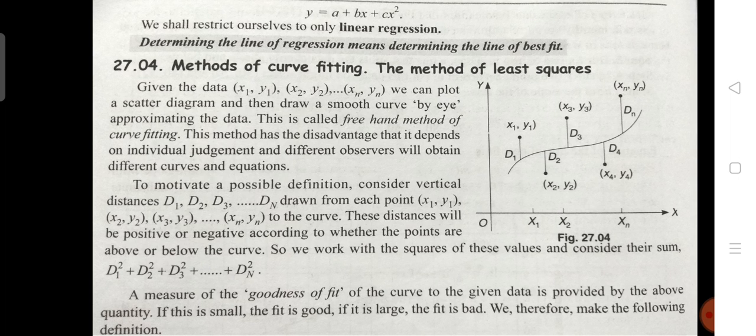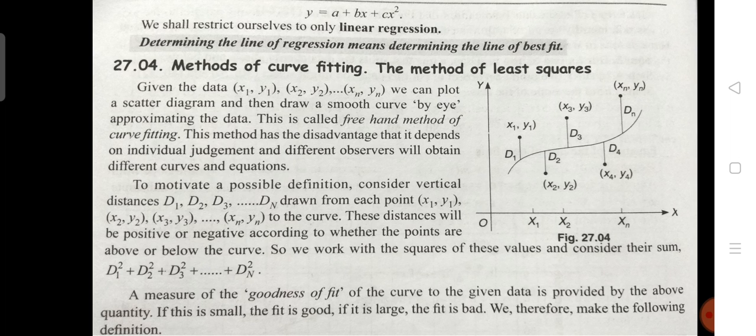So the vertical distances d1, d2, etc., dn can be drawn from each point (x1, y1), etc., (xn, yn) to the curve. These distances will be positive or negative according to whether the points are below or above. We do not want the distance to be negative, so for that reason we take the squares of these values and then consider their sum, that is d1² + d2² + etc.